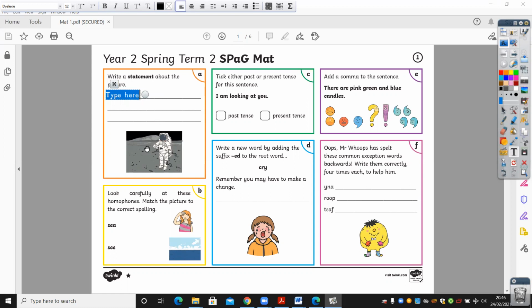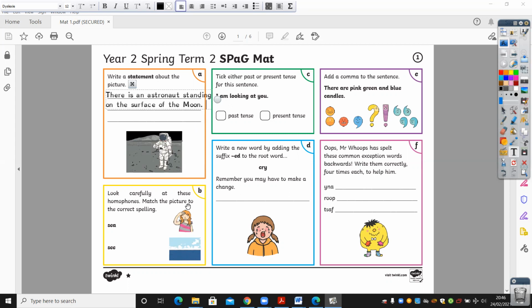Very good. So I need to look at the picture and I need to think about a fact about the picture. So I can say, there is an astronaut standing on the surface of the moon. There is an astronaut standing on the surface of the moon. And that is a statement because it is a fact about this picture. And I have remembered a capital letter and a full stop.